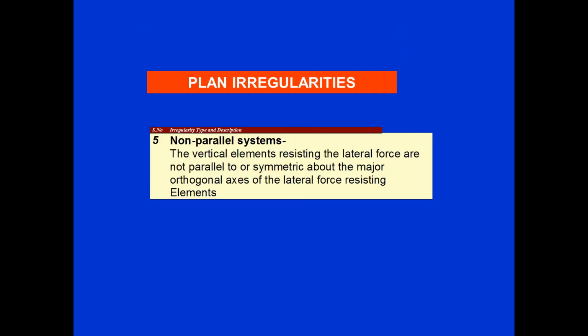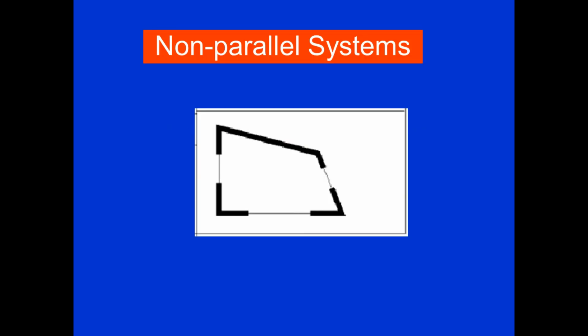Okay. So next is a non-parallel system. The vertical elements resisting the lateral force are not parallel to or symmetric about the major orthogonal axes of the lateral force resisting elements. So this is the example of a non-parallel system. As shown on the screen, it is clear that the plan of the building is not in a regular configuration. It is somewhat zigzag, or like a trapezoidal type of configuration. So this kind of non-parallel system is also avoided in earthquake engineering.